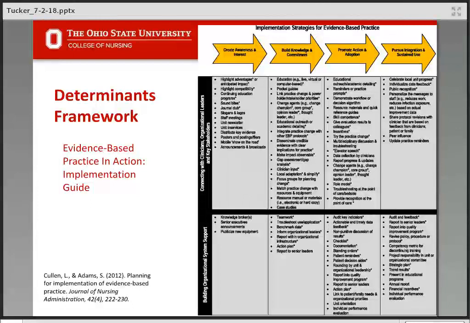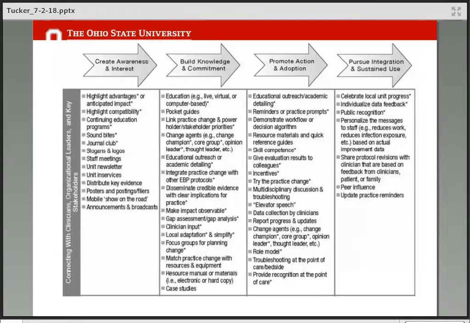But you could use all of the strategies available to you in your own toolkits, building a cadre of those that you find are most effective in your organization. This shows the top half of Cullen and Adams' approach, and they think about this, as many people do, following phases: beginning with creating awareness, moving toward building knowledge and commitment, promoting action and adoption, and then pursuing integration and sustained use.